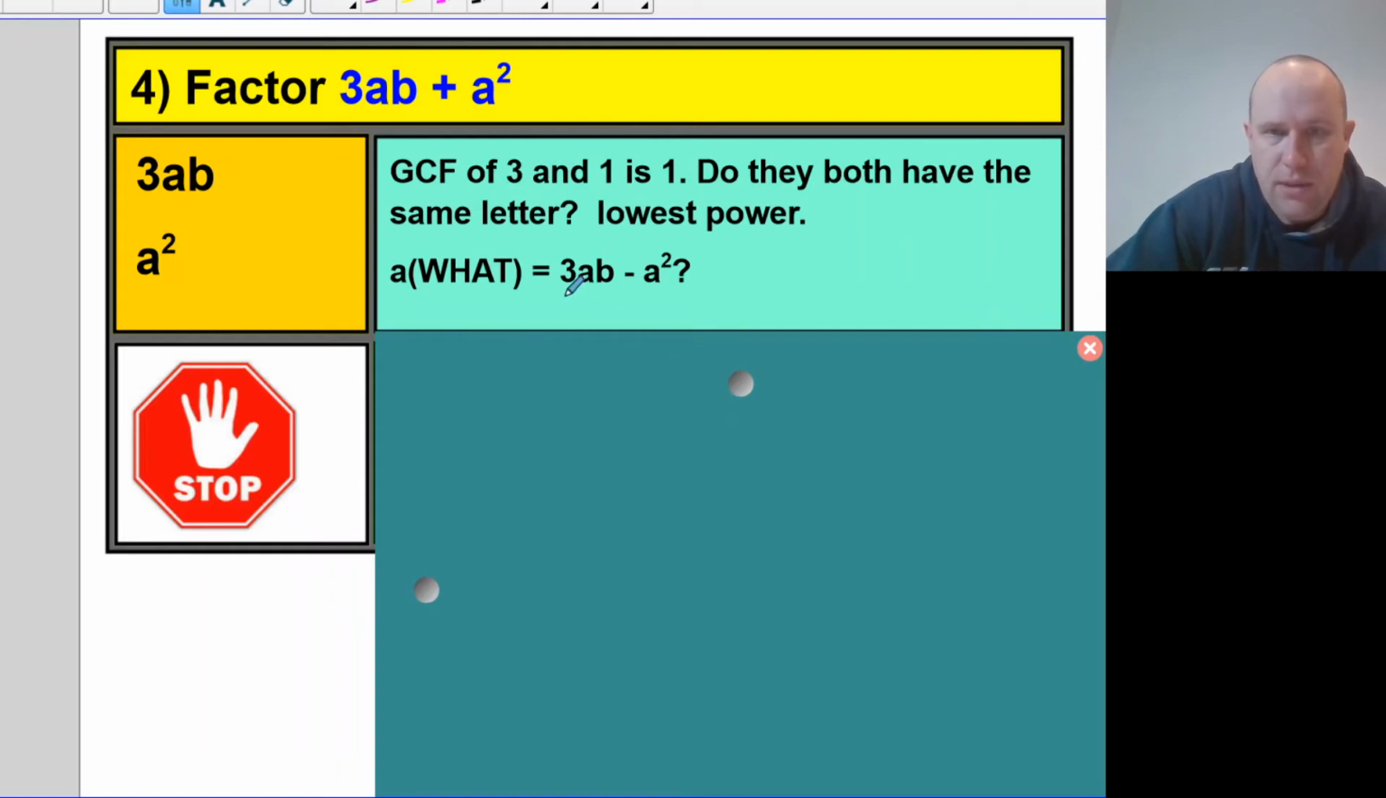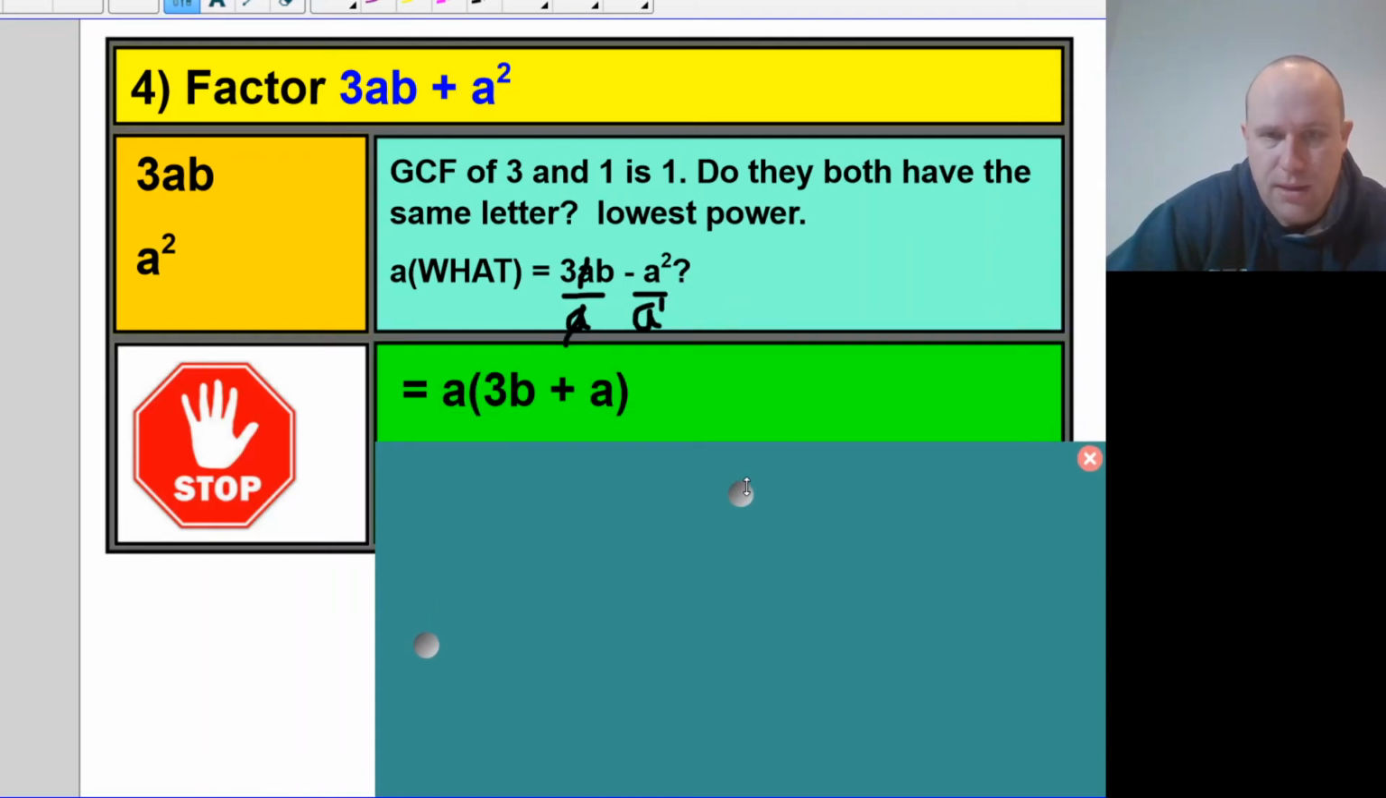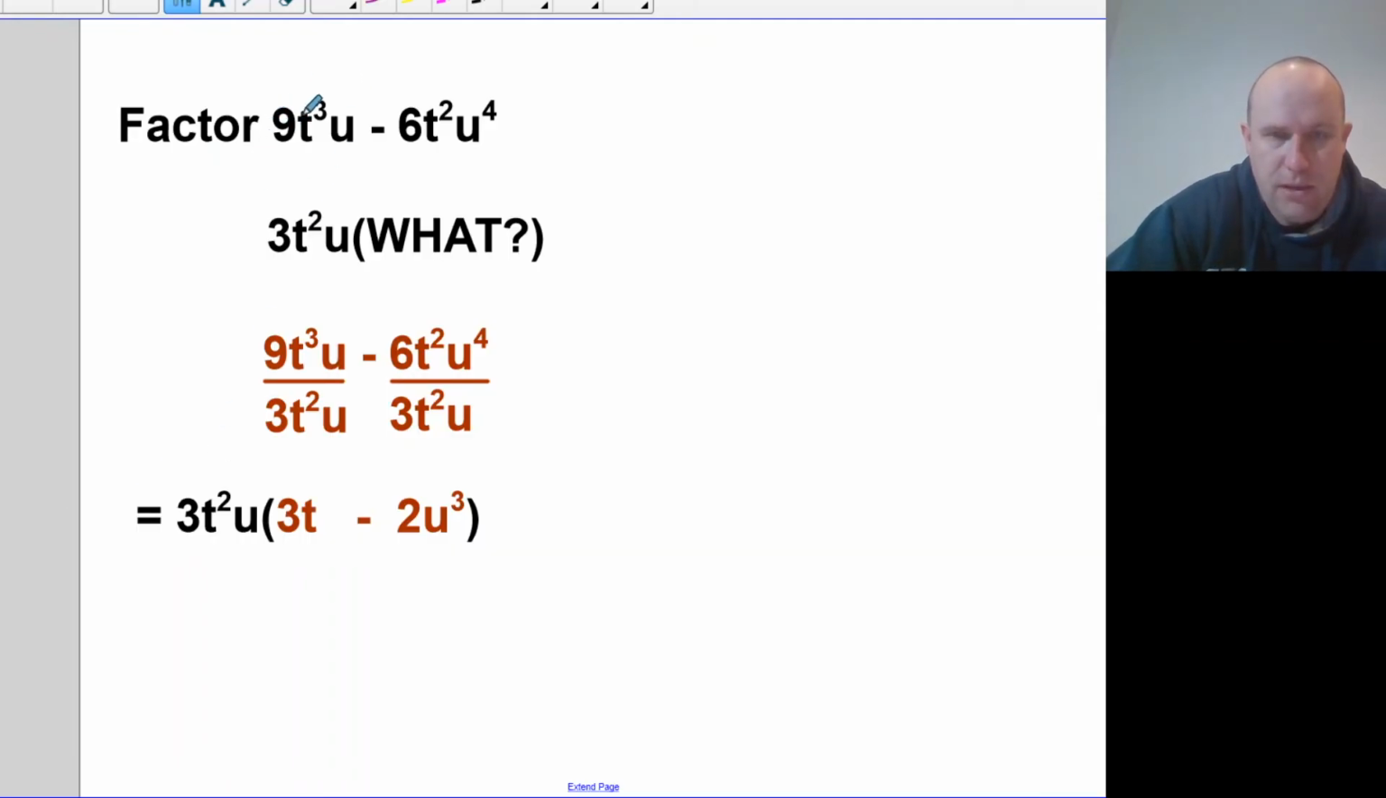To find out what goes inside the parentheses, just divide both of these by A. So on this one, the A's cancel, so I get left with 3B. And subtract the exponents: 2 take away 1 is 1, so just A to the 1, or in other words, just A. And if you multiply back, you'll indeed find that you do get to that point there.